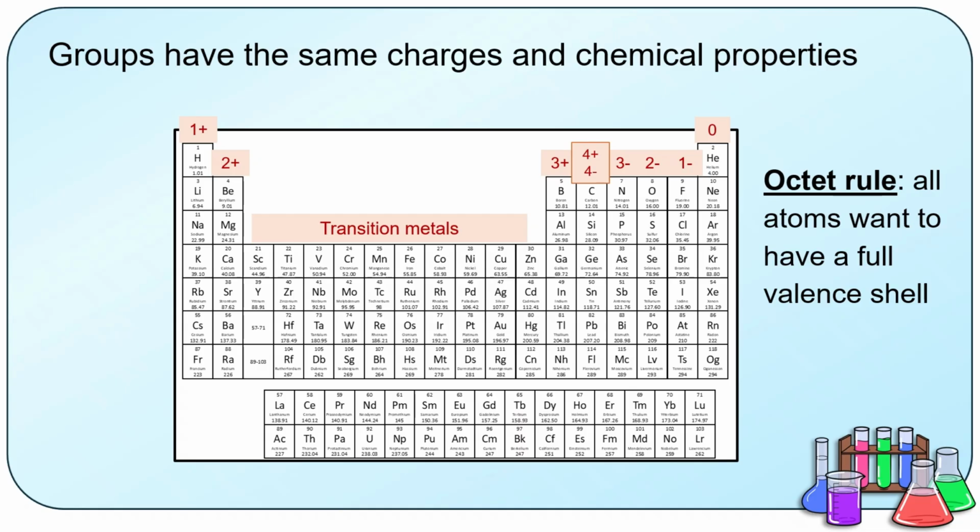This means that hydrogen and helium want to have 2 valence electrons, and all other atoms want 8 valence electrons. Between gaining and losing electrons, elements will do whatever is easier to get them to a full shell. Elements in groups 1 through 3 will lose electrons and become positive. Elements in groups 5 through 7 will gain electrons and become negative. Group 4 elements can either gain or lose.